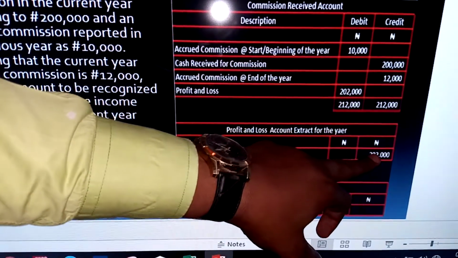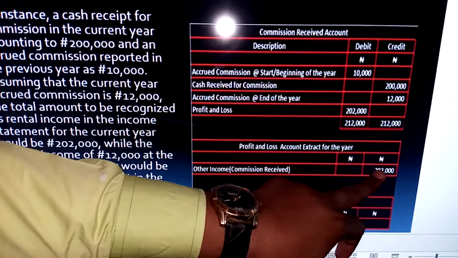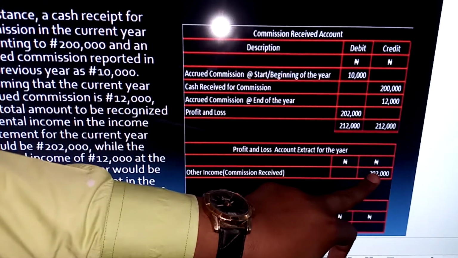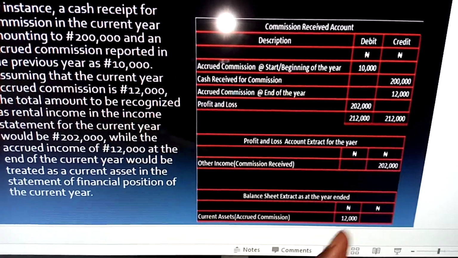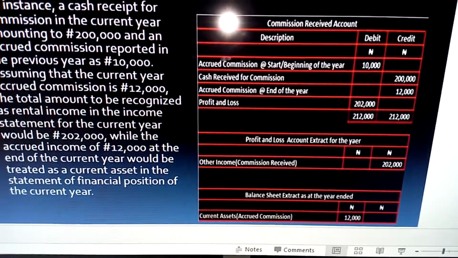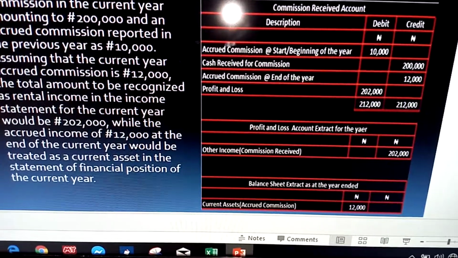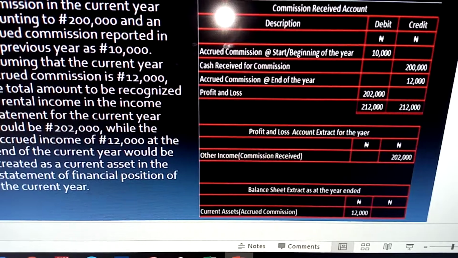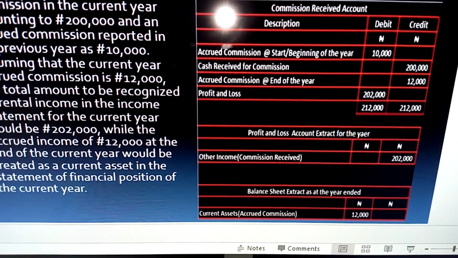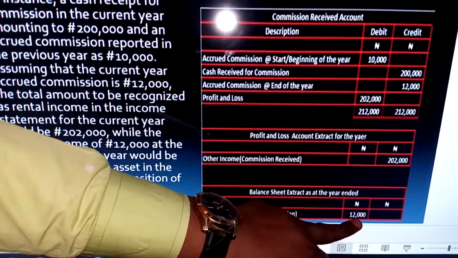And remember, accrued income, it's going to be what? An asset. Why? You have rendered the service, but you have not yet received the payment. So the person to whom you have rendered the service is owing the business. Remember, when someone is owing the business, that person is seen as what? As a debtor. Debtors are current what? Assets. That's why you have current assets here, accrued commission, 12,000.